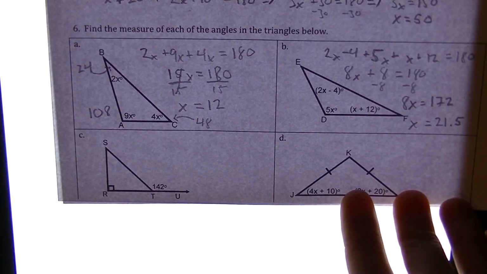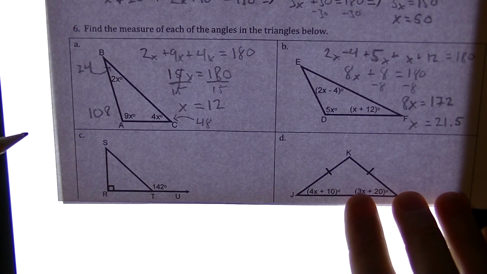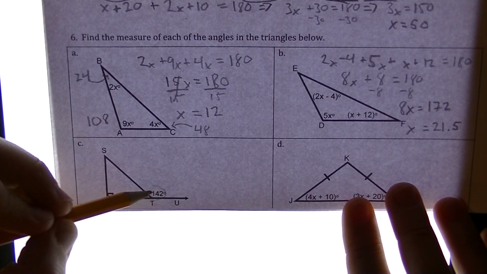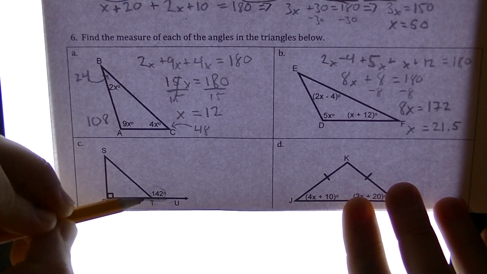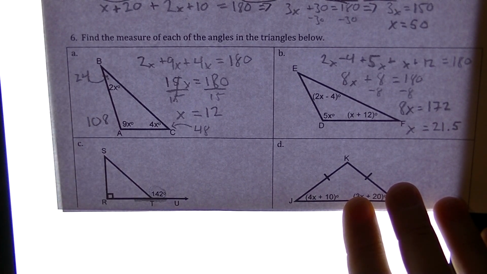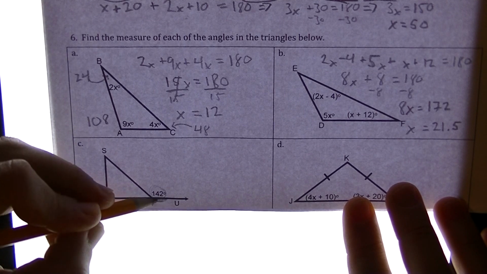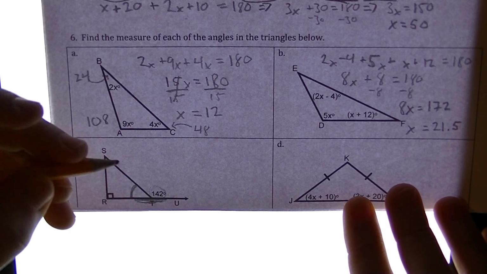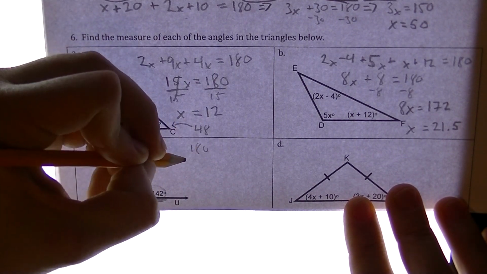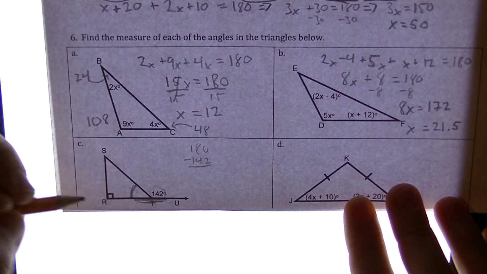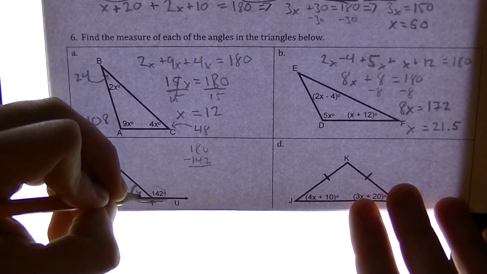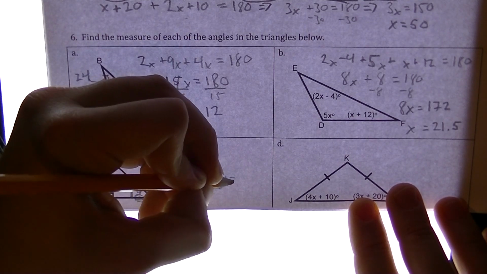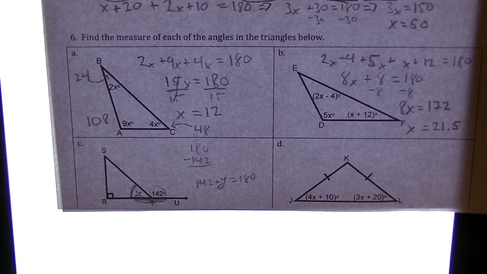And the final question we're doing for this is this triangle right over here. I've got 142 degrees over here. Well, these two lines go together to make a straight angle. So that means these two need to add up to 180. So that tells me this angle over here is going to be 180 minus 142. Or you can think of it as, if I say this is y, that 142 plus y equals 180. It's the same thing, really.